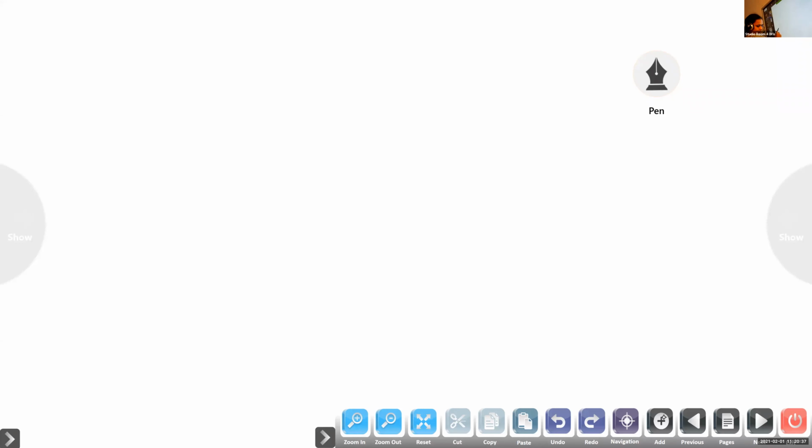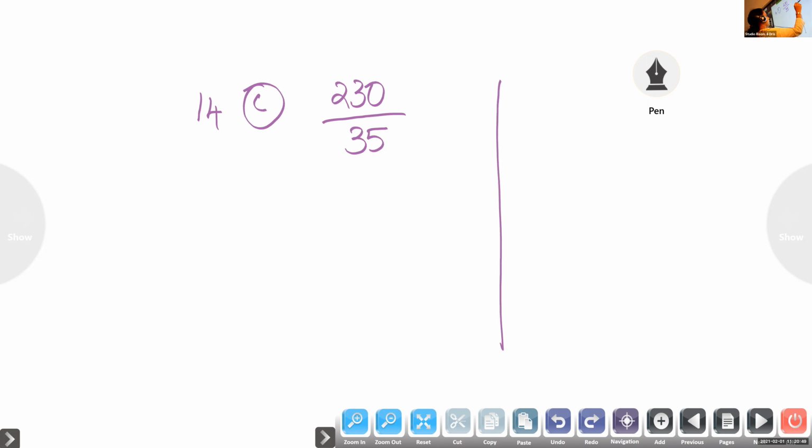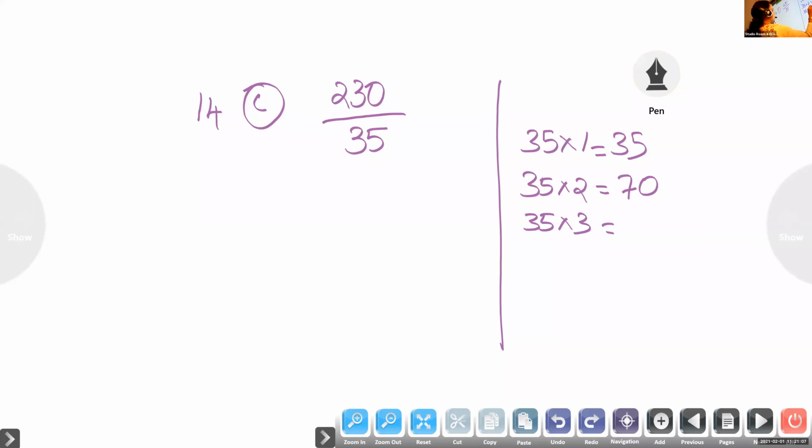Question number 14C. 230 divided by 35. So children, write down the table of 35. 35 times 1. 35 times 2. 35 times 3. Find out the answer. 35 into 1, 35. It's 70. It's 105. 35 times 4. Multiply, find out the answer.